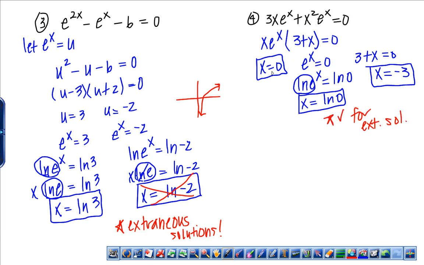Okay, if I plug in a 0 for my x value here, then that gives me 0, and that gives me 0, so this one works here. If I plug in a natural log of 0 here for my x value, then e raised to the natural log of 0, then I do not get 0. And -3 is also going to work.